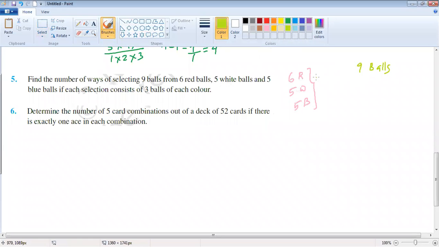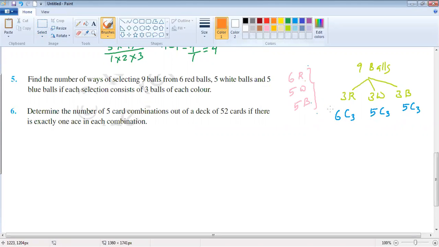But they have given a condition that each selection contains 3 balls of each color. That means you need 3 red, 3 white and 3 blue. So how many ways is it possible? How many ways can you select 3 red balls? You have 6 red balls. You can select 3 red balls in 6C3 ways. You have 5 white balls, so you can select 3 white balls in 5C3 ways. You have 5 blue balls, and you can select 3 blue balls in 5C3 ways.